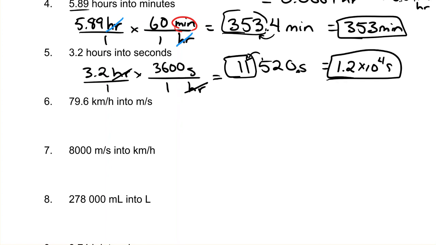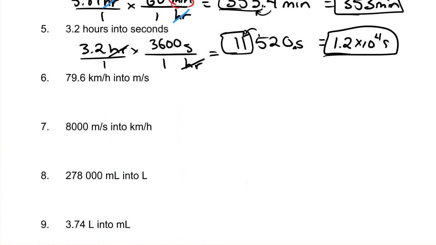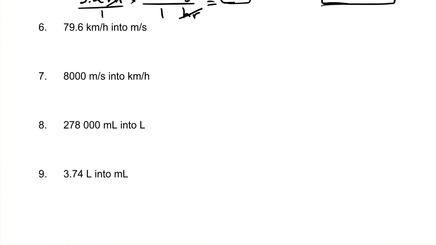Good, and we would only round when you're done a problem, when you're done the final answer, not halfway through. Don't round halfway through because then you get all sorts of problems in that. Okay, 79.6 kilometers per hour into meters per second. We know how to do this. We just did this.